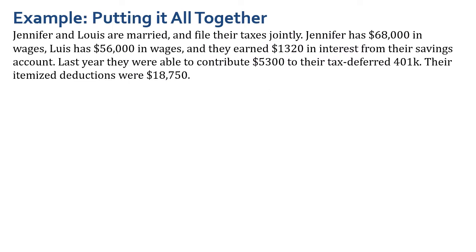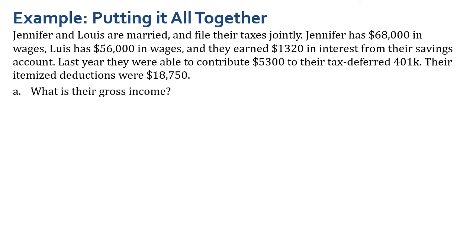Okay, so let's kind of put this all together. Jennifer and Louis are married and file their taxes jointly. Jennifer has $68,000 in wages. Louis has $56,000 in wages, and they earn $1,320 in interest from their savings account. Last year, they were able to contribute $5,300 to their tax-deferred 401k. Their itemized deductions were $18,750.